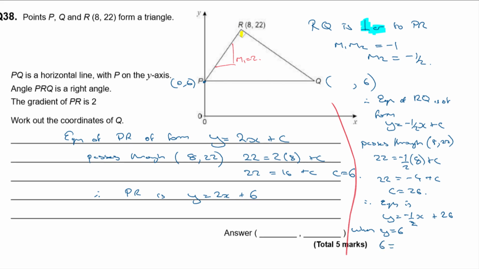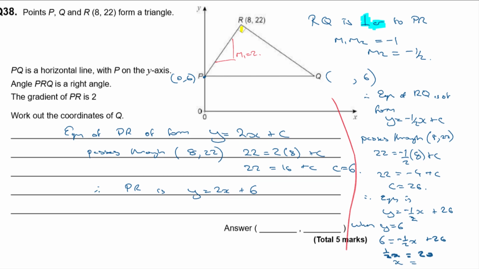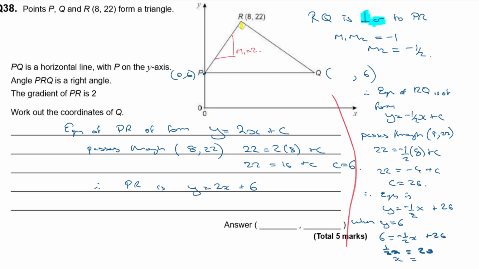That's going to give me 6 is equal to minus 1/2 x plus 26. So taking the 1/2 x to the other side and 6 to the other side, I'm going to get 1/2 x is equal to 20. So x then is going to be twice that. It's going to be 40. Okay, so that's going to be 46 there. So that's my coordinate then. X coordinate is 40, y coordinate must be 6.